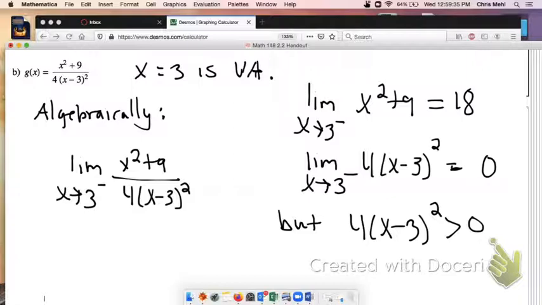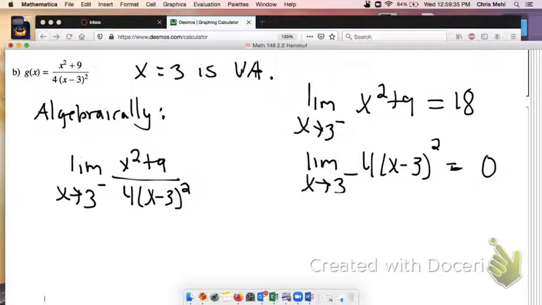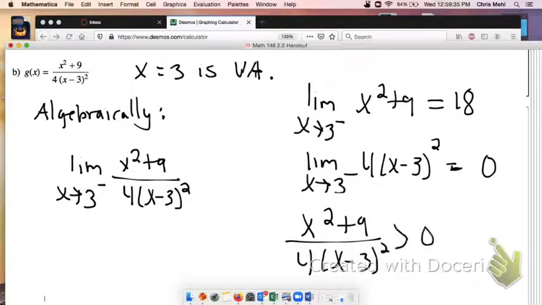And notice that the numerator approaches a positive value. Now, it might actually be more informative for me to say this. Note the numerator, whenever the numerator approaches a non-zero value, and the limit of the denominator is 0, but what I actually want you to notice is that (x squared plus 9) over 4 times (x minus 3) squared is always positive if x is less than 3. So as you approach 3 from the left, that fraction is always positive, but the numerator is going to 18 and the bottom is getting close to 0.